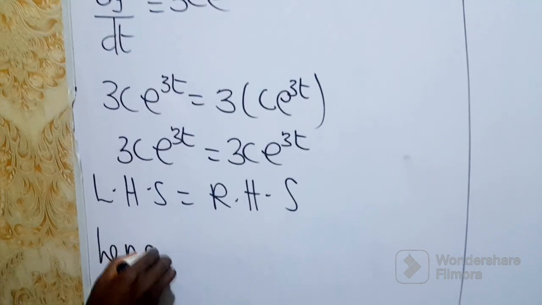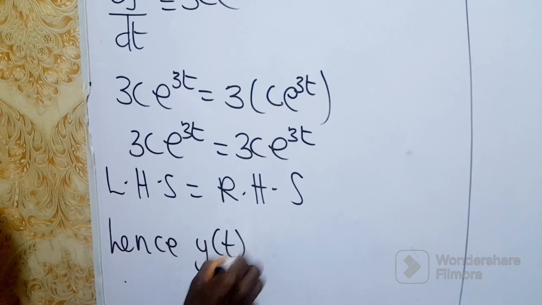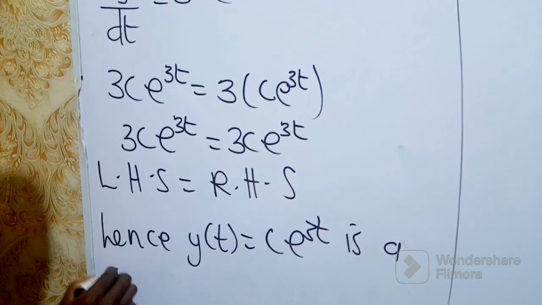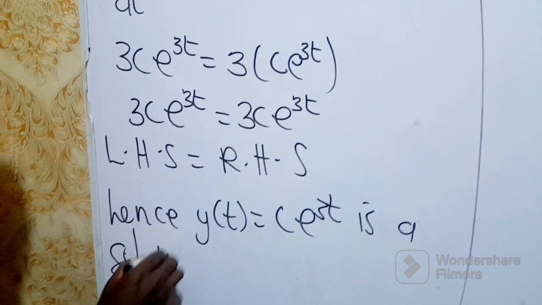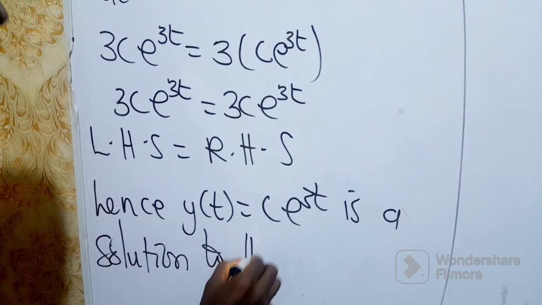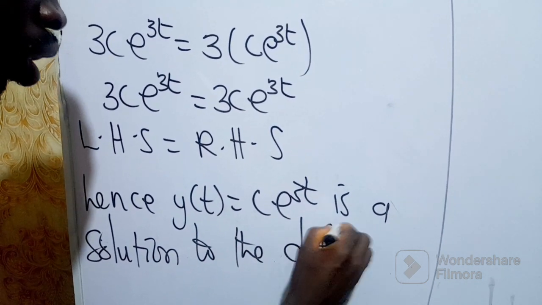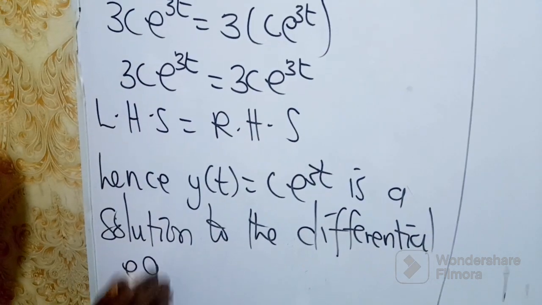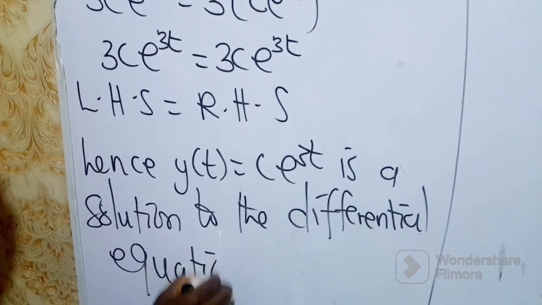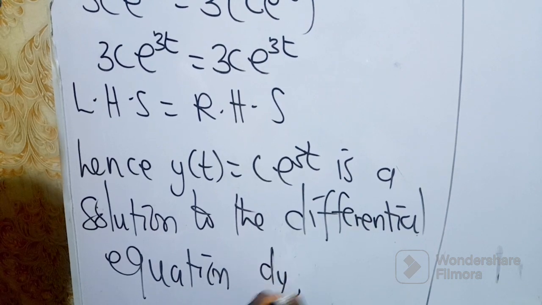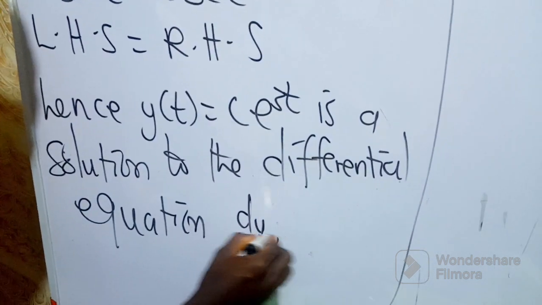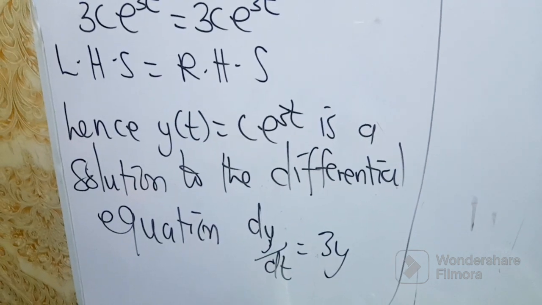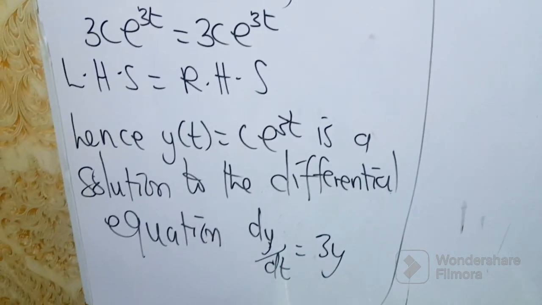Hence, y of t equal to c e exponent 3t is a solution to the differential equation dy over dt equal to 3y. I hope you get that. This is very, very easy. Now we'll go to the fourth one.